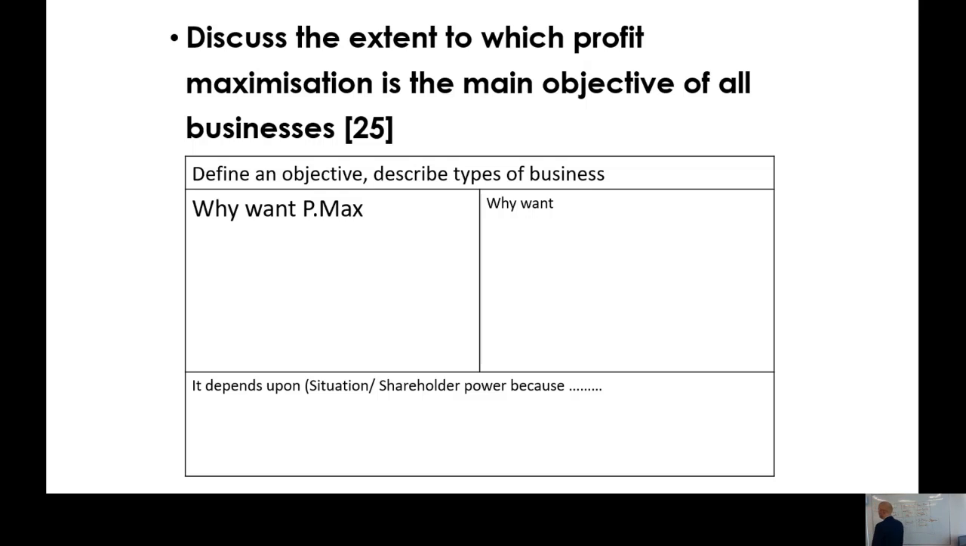We said the two sides were why the business would want profit maximisation, and we said this was more a long-term strategy, and why they might not, or the situation in which they might not in the short term. And if it was an essay question, we'd need an evaluative conclusion around a judgment. So we noted that the word "or" would give us a good key judgment to make around that.